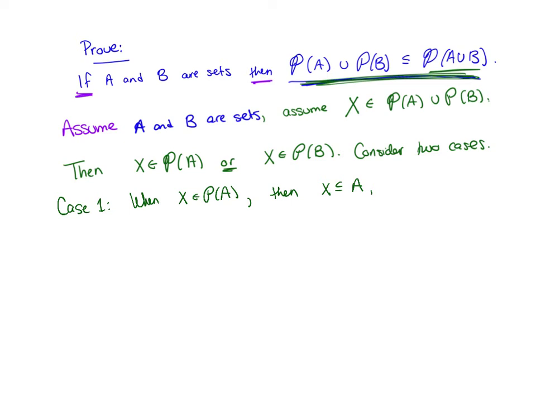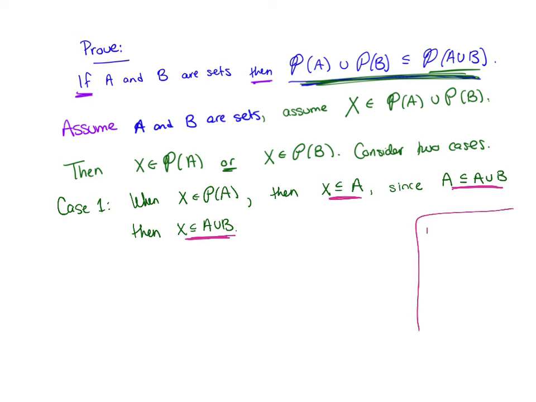But if it's a subset of A, since now we can prove this as a lemma, or you can just believe me, A is a subset of A union B. Everything in A is also in A union B by definition of the union. Then that means that X is a subset of A union B. So there's certainly a little bit of stuff to prove, and I encourage you to prove these as lemmas.